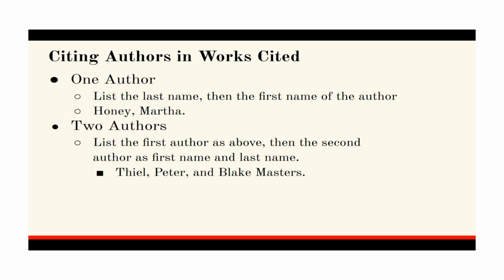When there are 3 or more authors, you will list the last name, comma, first name of the first author, followed by another comma, then the phrase et al. There is only a period after the al portion of this abbreviation. This phrase signifies to the reader that there are more authors who contributed to this resource, but they are not listed in this reference.